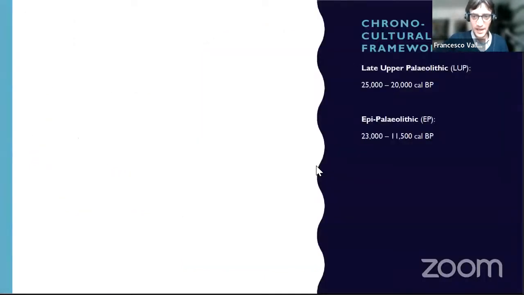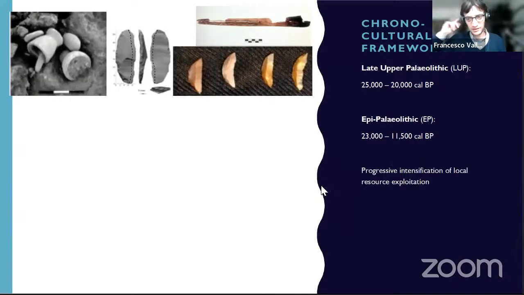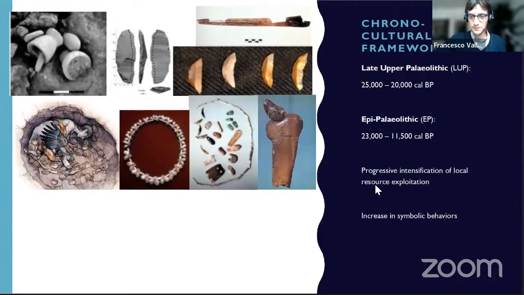First of all, I will explain a little bit of the chronocultural framework of the terminal Upper Paleolithic in the Levant in Israel. This is a period between 23,000 and 11,500 years from now, and is characterized by a progressive intensification of the exploitation of local resources, attested by composite tools, by grinding and pounding tools, and so on and so forth. Another trend that we observe is the progressive increase in symbolic behaviors, including decoration, including beads, and including amazing burials, especially in the Natufian, but also in earlier periods.